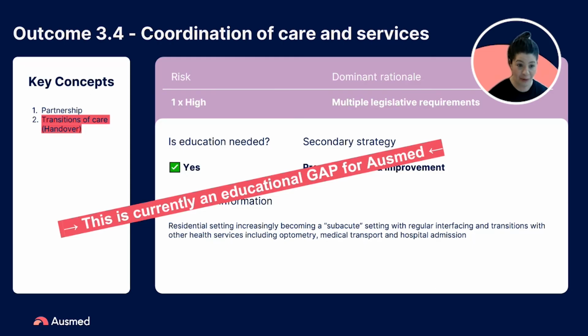So 3.4, coordination of care and services. This is a really interesting one. I think this topic talks to a trend that we're certainly observing, and that's that residential aged care facilities are becoming more of a subacute environment. So, what does that mean? We have older people moving from a home to hospital, rehab, back to a facility.